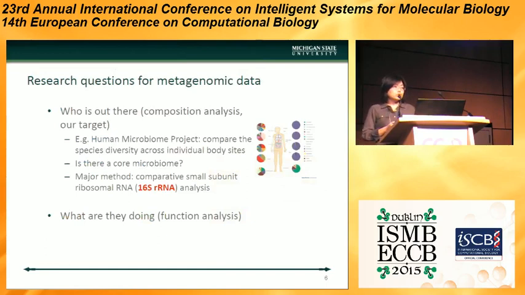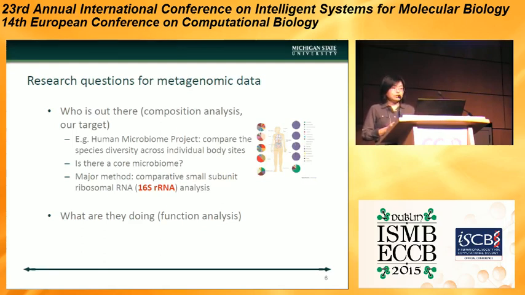There are lots of research questions asked for different metagenomic studies, but there are two questions routinely asked for each study. The first one is, who is out there? This is a composition analysis. We want to know what species are living in different samples. For example, in the Human Microbiome Project, metagenomic sequencing is conducted at different body sites across different people. We want to know whether there is a core microbiome across different body sites and across different people. The second question is the functional analysis. So in this talk, we focus on the first question.